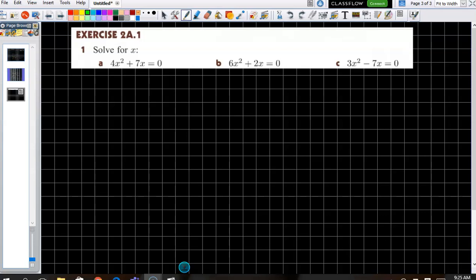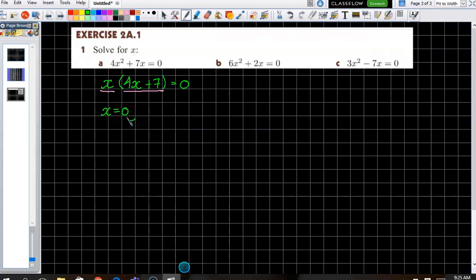What's the next step? Is there a common factor? Yeah, baby. What is it? X. So we yank it out. We check numbers. No, 4 and 7, nothing common there. So x times what gives me 4x squared? 4x. X times what gives me 7x? Right. Beautiful. And now we go, hey, what makes each of these things 0? What makes this 0? What makes this 0? So we've got x equals 0, because 0 times anything is going to be 0.